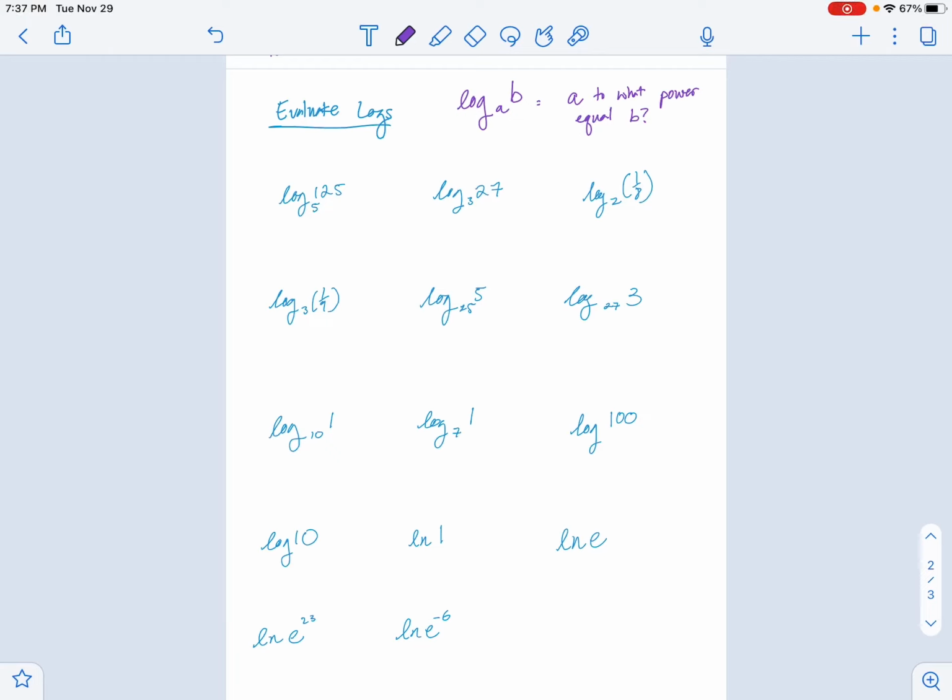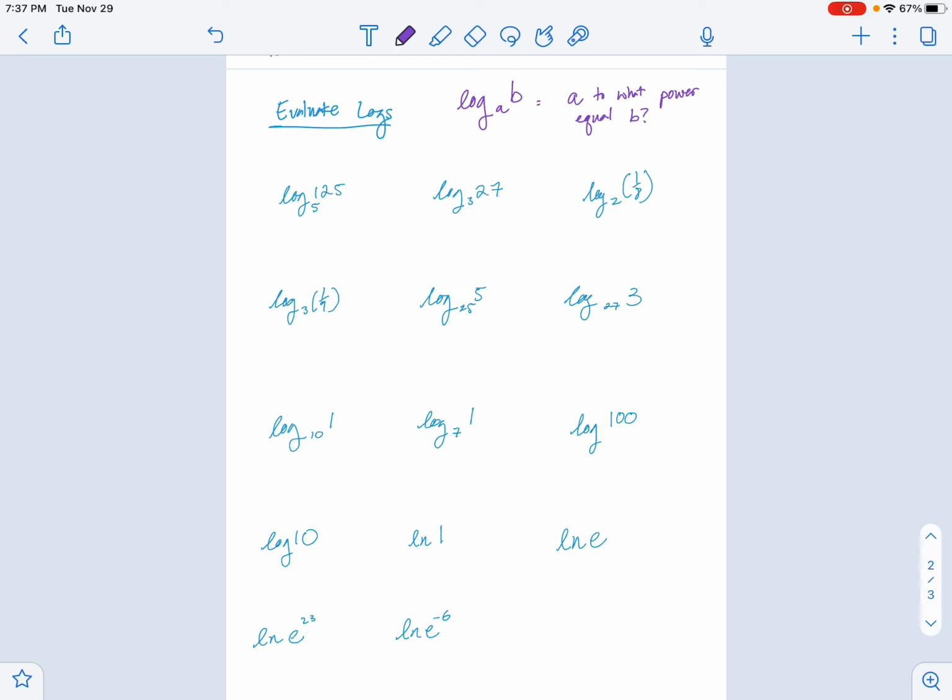All right, this is the last section of review on evaluating logs. So this is a little longer, but the examples should go by fairly quickly once we get into the process of it. So pause this video here and write down these examples, leave a little bit of room for the work and answer, and then resume when you're ready to go.